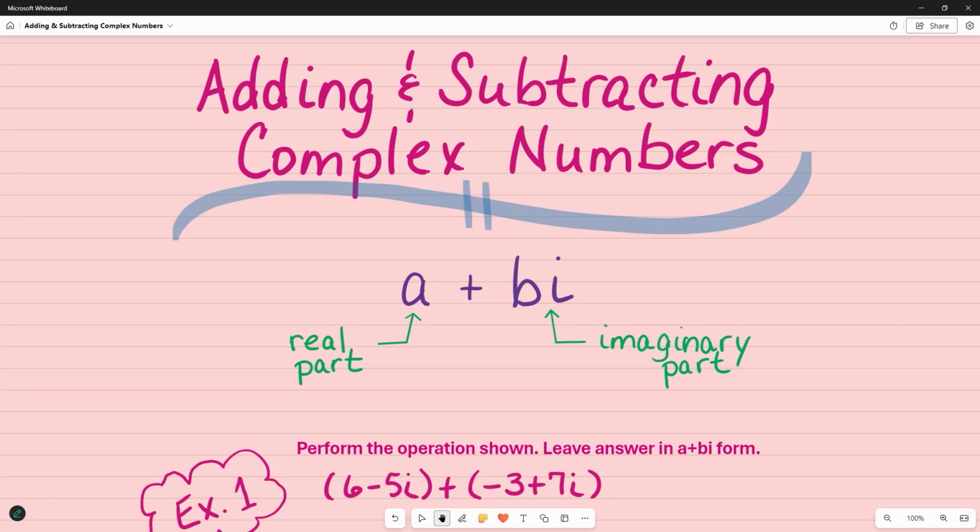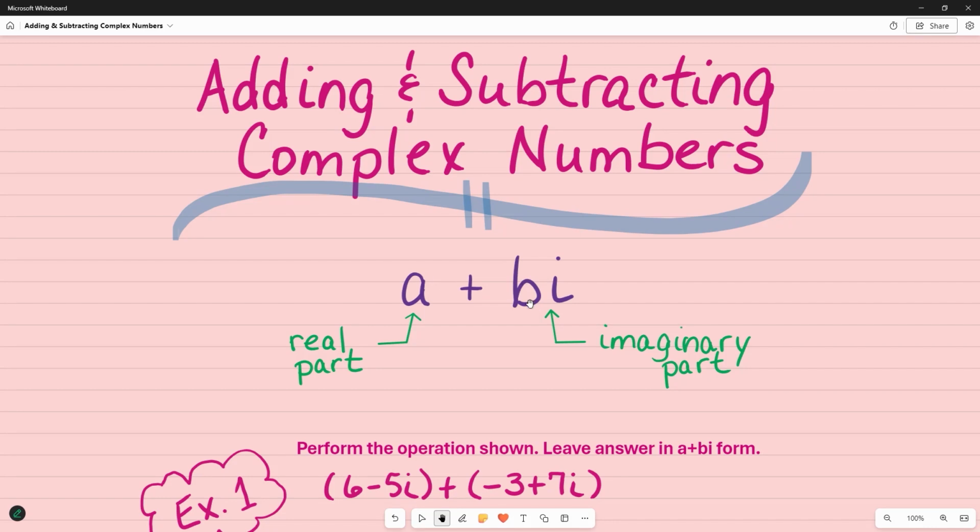Today I will demonstrate how to add and subtract complex numbers. So what you need to know is that a complex number consists of two parts. You have A, which is your real part, and this is a real number. You have BI, which is your imaginary part. B is a real number, however, is followed by I.